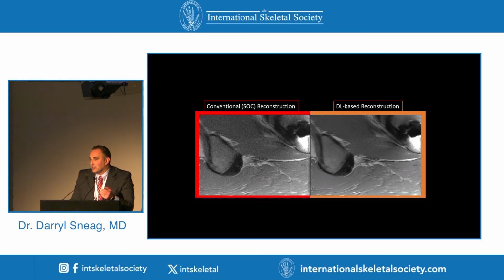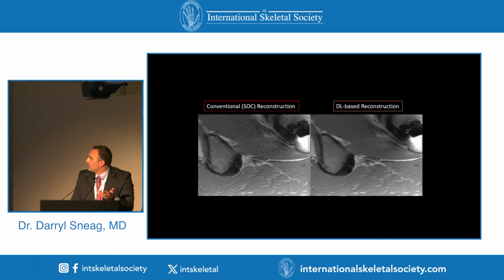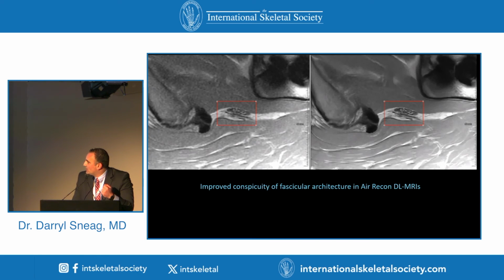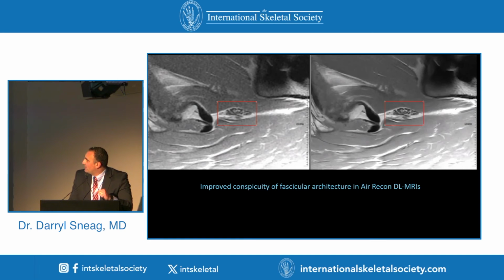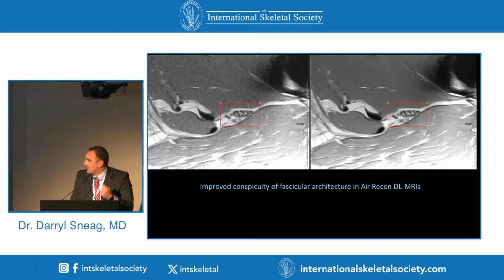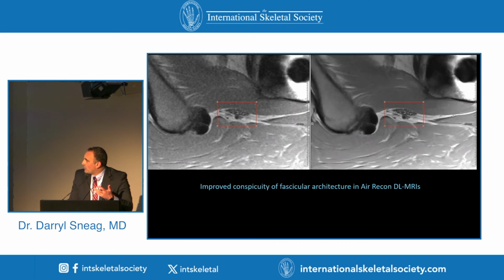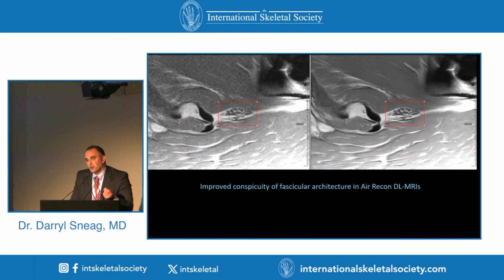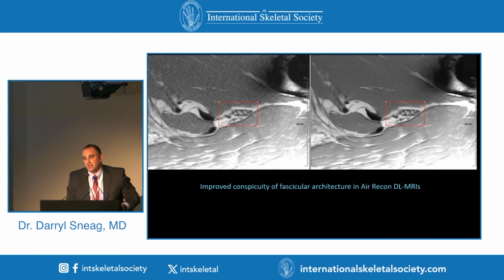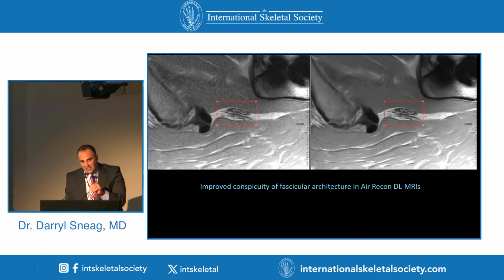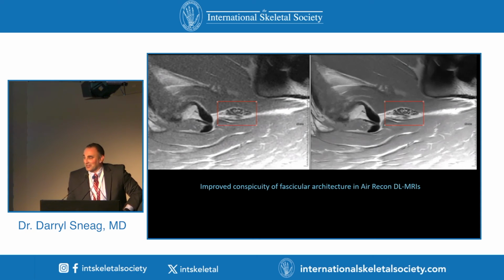Here's an example of imaging of the sciatic nerve at the level of the ischial tuberosity. This is the same acquisition, and it's reconstructed two different ways, one with a conventional reconstruction on the left, and on the right here with the AIR Recon DL reconstruction. And note the improved conspicuity of the fascicular architecture. In fact, we published a study in Magnetic Resonance Imaging evaluating 60 peripheral nerves, and we showed that the two very important characteristics of nerve evaluation, that is the fascicular architecture and the outer epineurium, are improved when evaluating the DL recon versus a standard reconstruction.